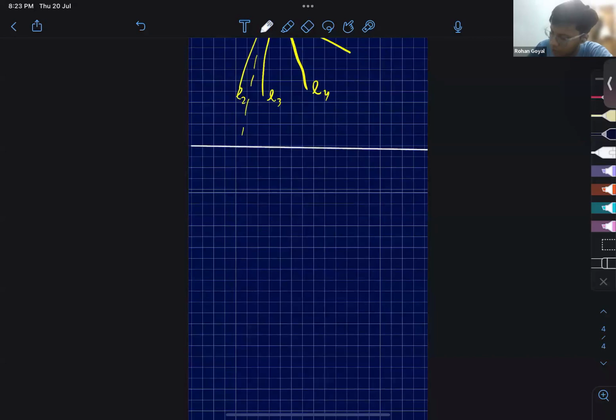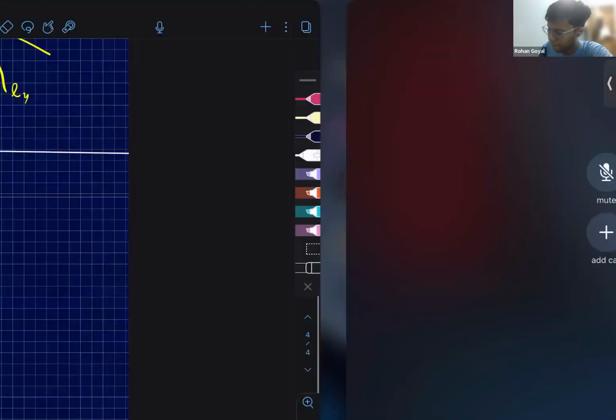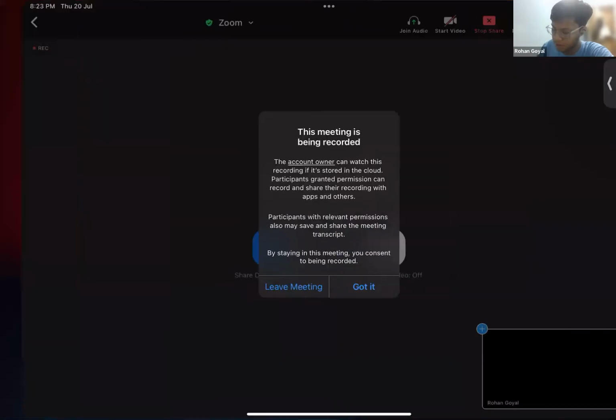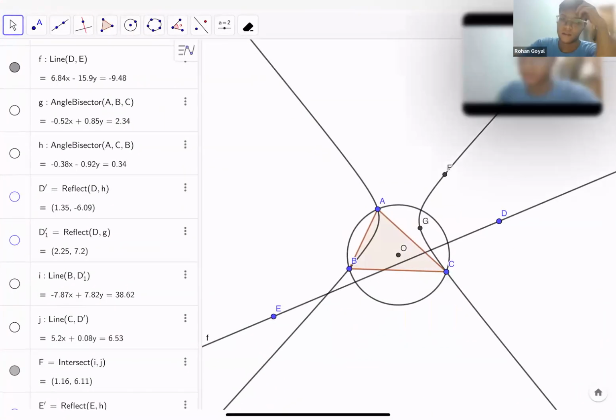So now we'll actually start with some things. Nope, not this side maybe. Nope, not this side either. This side. There we go.